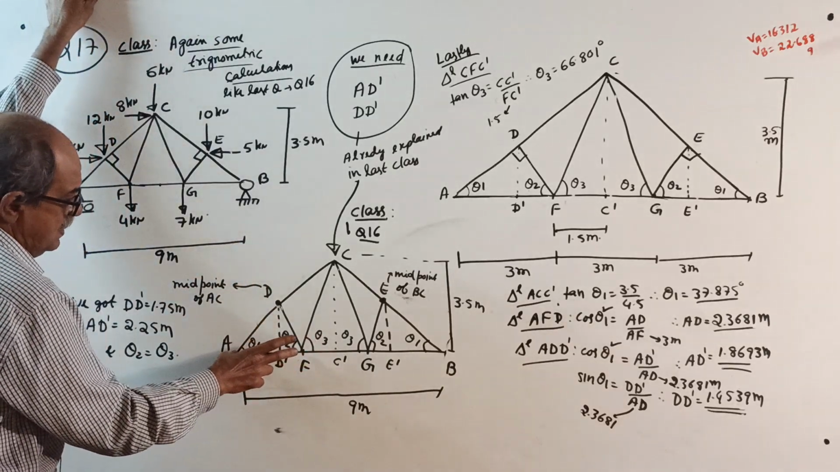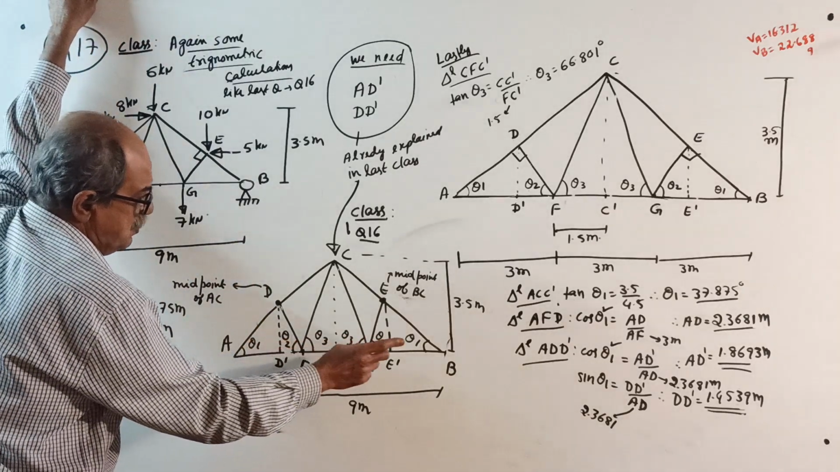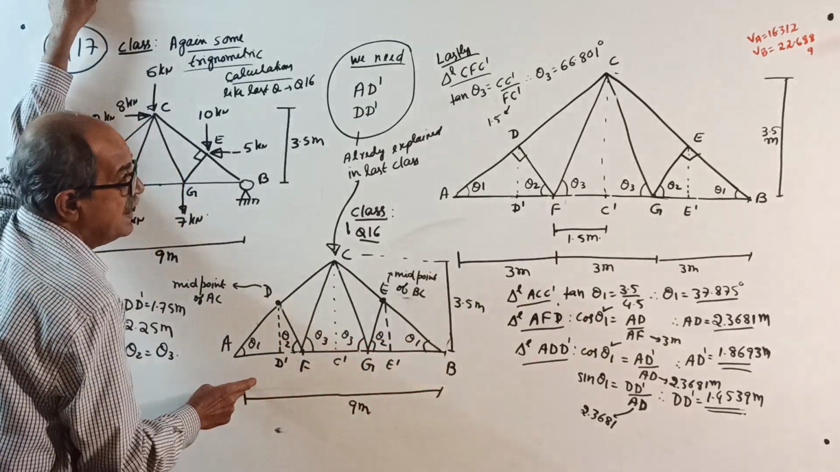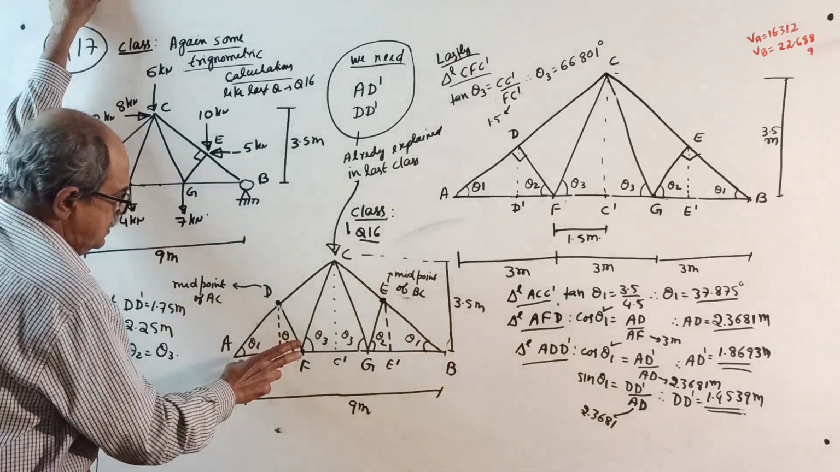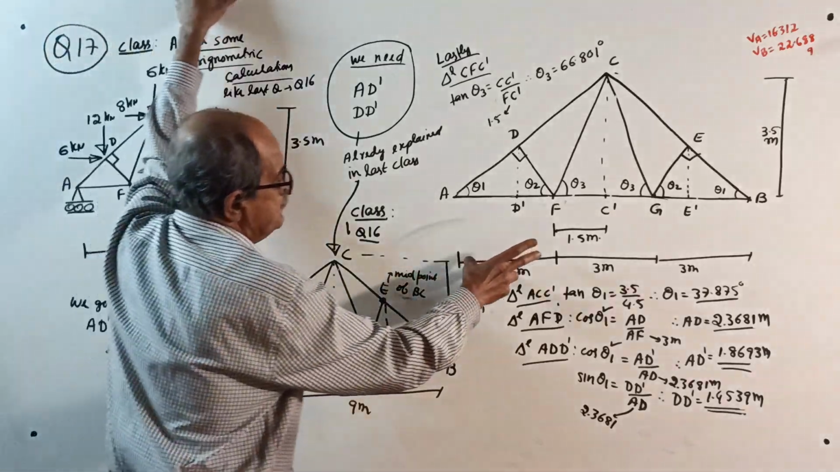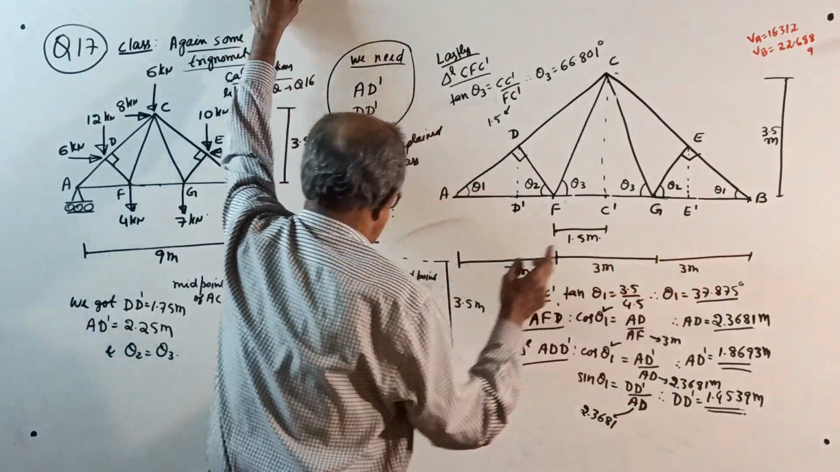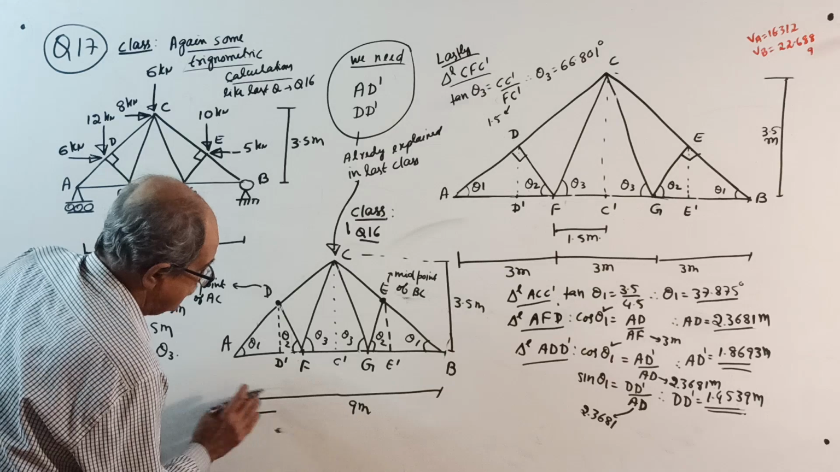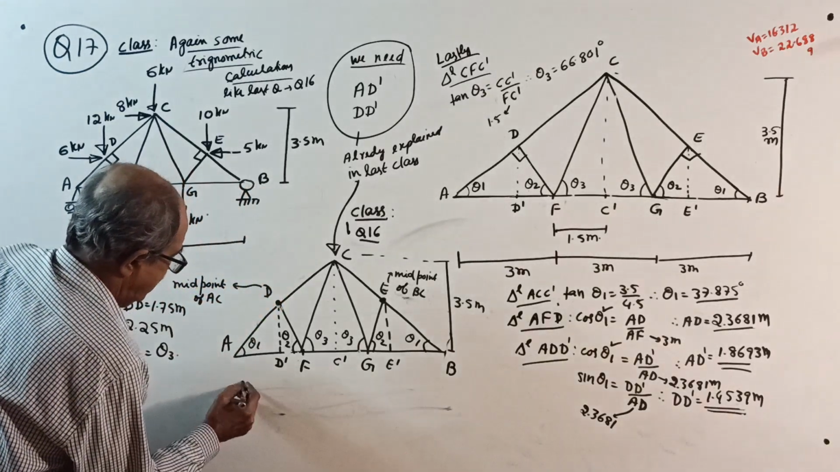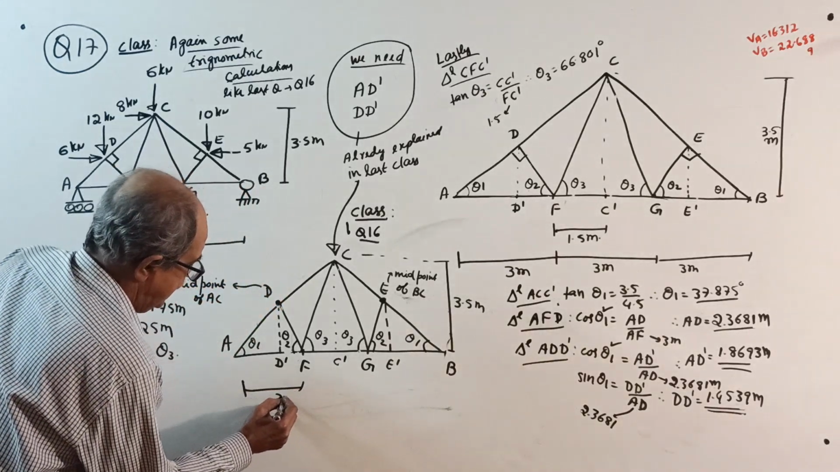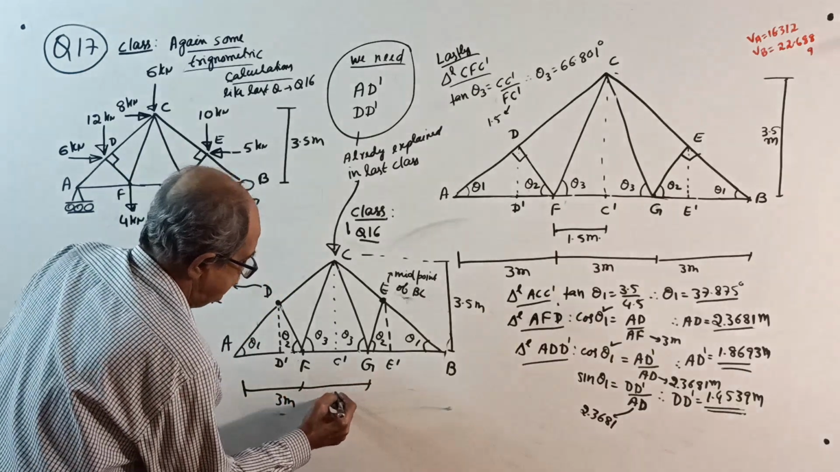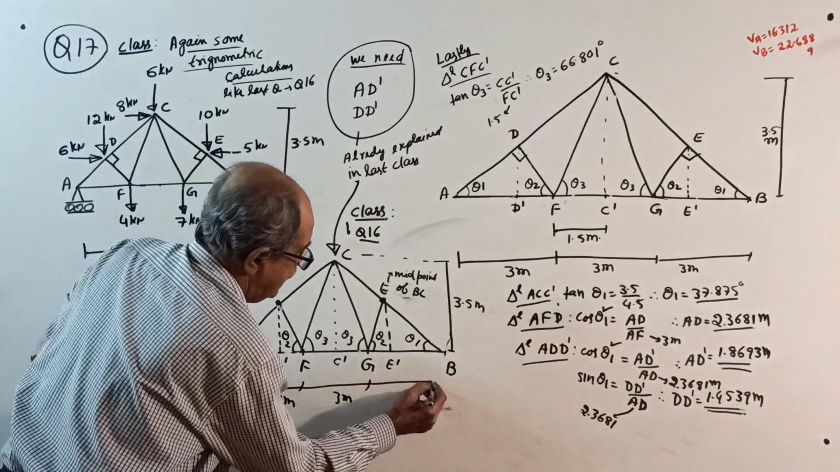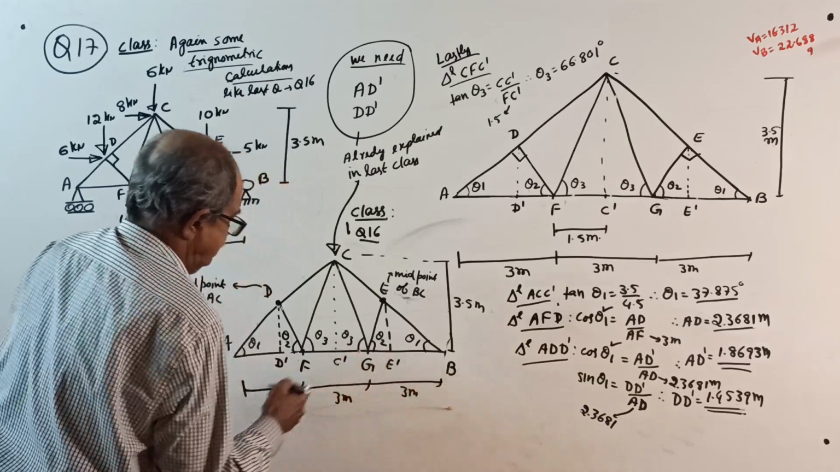Last time I told you, AF equals FG equals GB equals total divided by 3. So each will be 3 meters: 3 meter, 3 meter, 3 meter. This is also the same as last time. Last time also I wrote 3 meter here, 3 meter here, and 3 meter here. There is a reason for it.